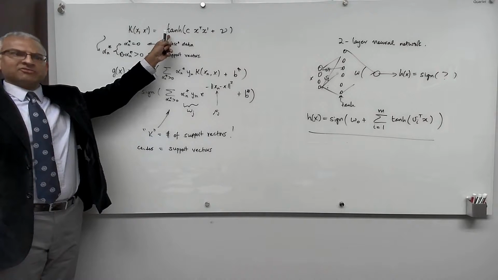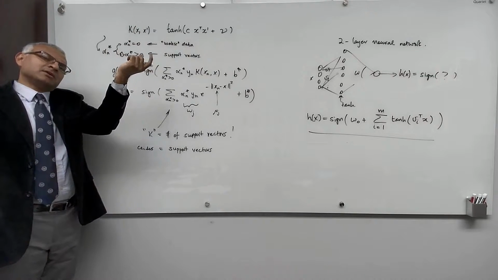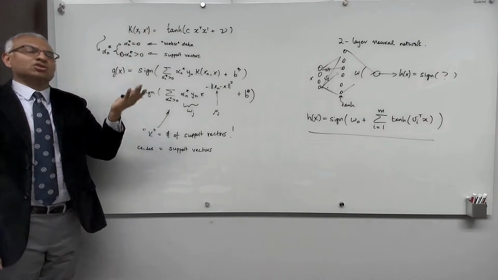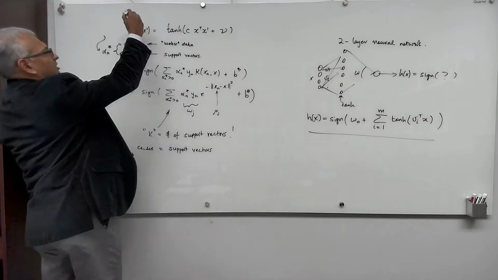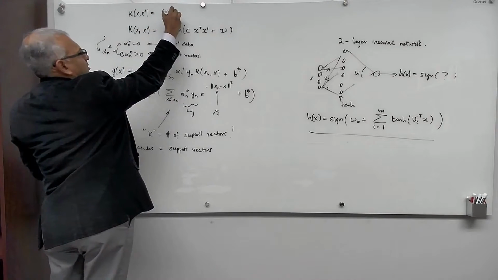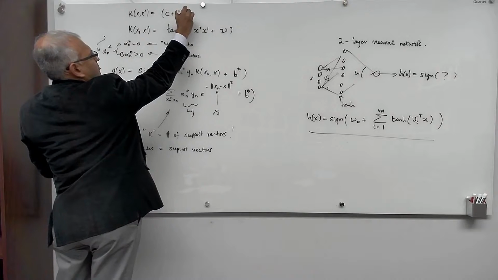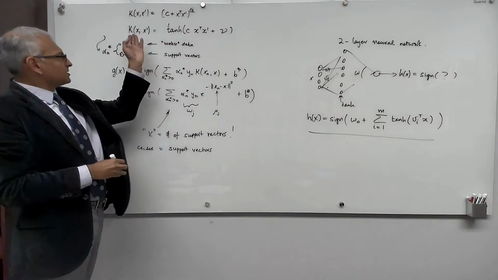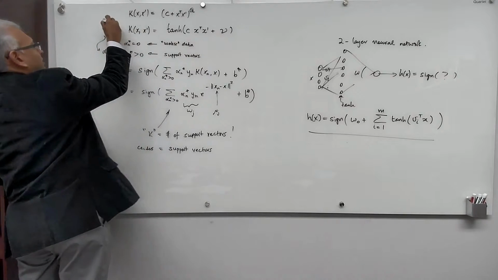Now in the RBF, I took the distance between x and x prime, and I did e to the minus of the distance squared. This is similar to the polynomial kernel. The polynomial kernel was k of x and x prime equal to some constant plus x transpose x prime to the power q. So that's the polynomial kernel. And this is the neural network kernel.